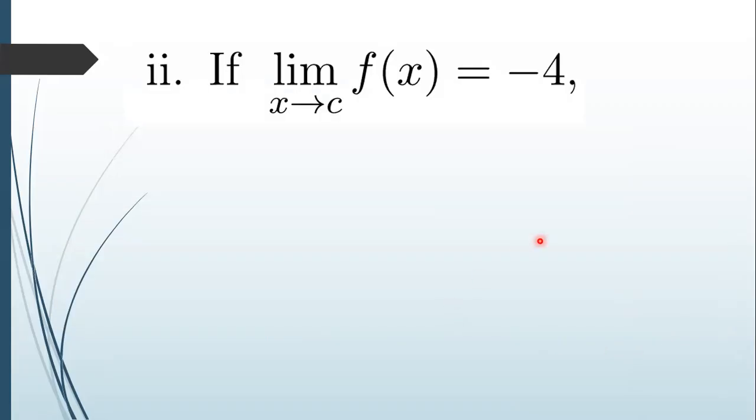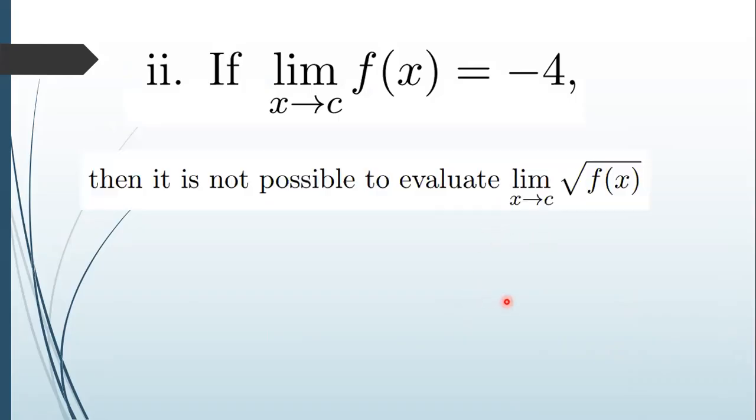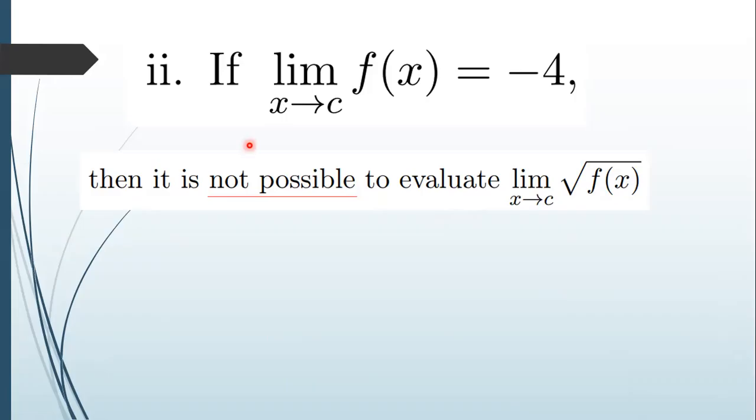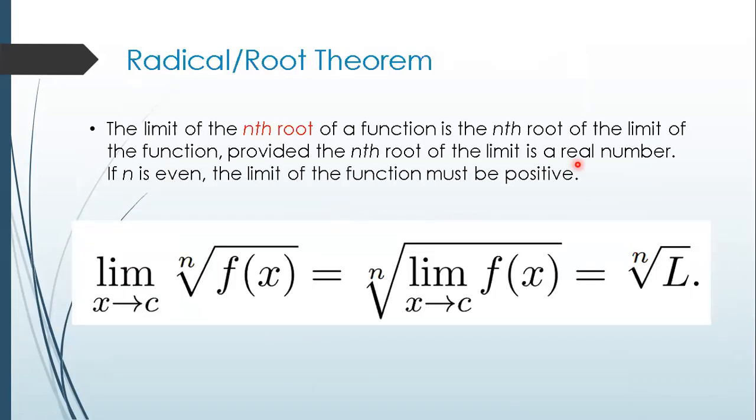We have the second example. If the limit of f of x as x approaches c is equal to -4, then it is not possible to evaluate the limit of the square root of f of x as x approaches c. Why? Because as you can see, as we substitute the value, it is not a real number. We are negating the definition of the limit, and it is clearly stated in the definition.